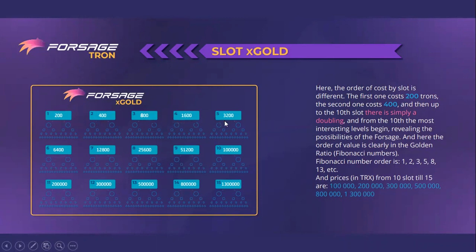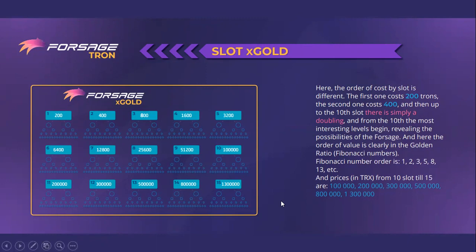Now it goes double and double and double until level 9 or slot 9, which is 51,200. However, it stops there. By slot 10, it's not the double of slot 9, that's 51,200. It starts at 100,000. And why is that? Because the creators of Forsage.io wanted to capitalize on one of the most amazing formulas in math, and that is what we call the Fibonacci formula, or the golden ratio.